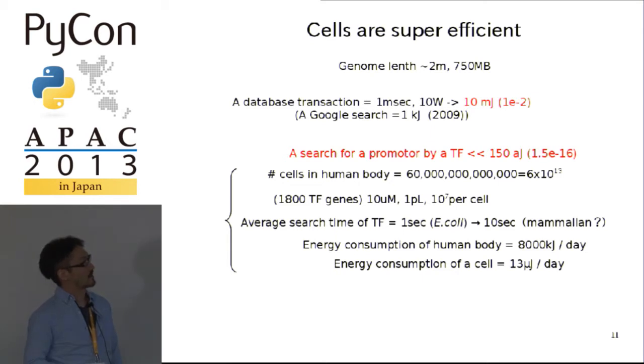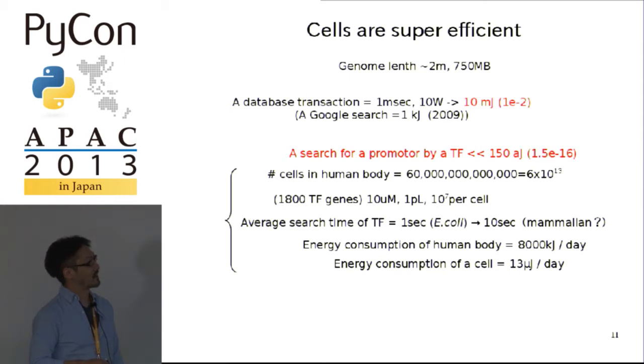The genome contains about 700 megabytes of information. If you do an information search of a database about the same size, then I think using a laptop computer we need energy as much as 10 millijoules or something. For example, by the way, a Google search requires 1 kilojoule, which is much larger than this energy. But if you do this transaction on memory, then it's going to be about 10 millijoules. You can compare this number with the energy required for a protein to search the information in the genome. It should be much smaller, on the order of 100 attojoules. The difference is huge.